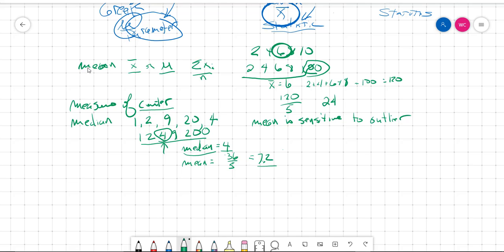So we can say that in general, the median is not sensitive to outliers. Whereas the mean is sensitive to outliers, the median is not. Okay, so that's the idea of the median, and it's also measuring the center, and sometimes we might prefer to use the median.